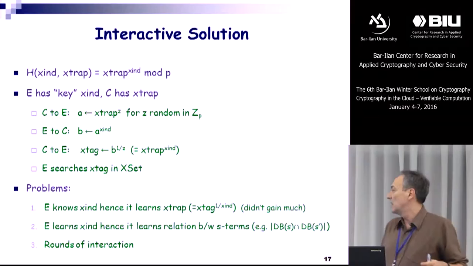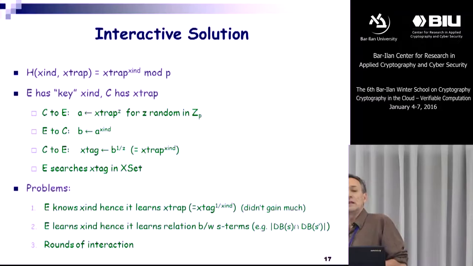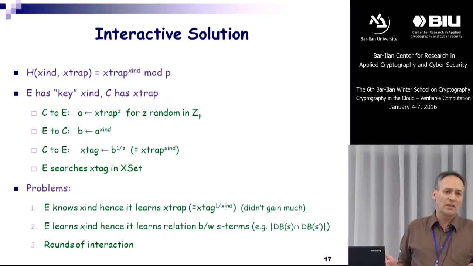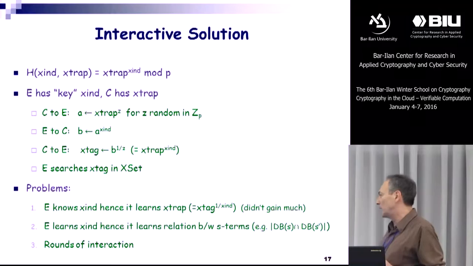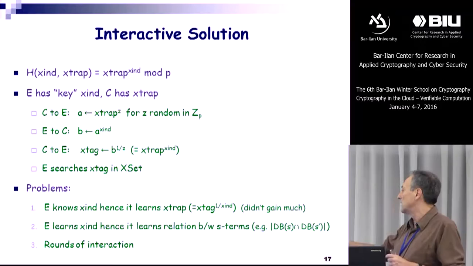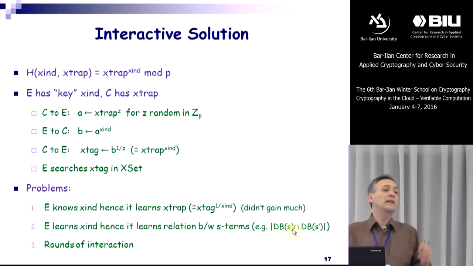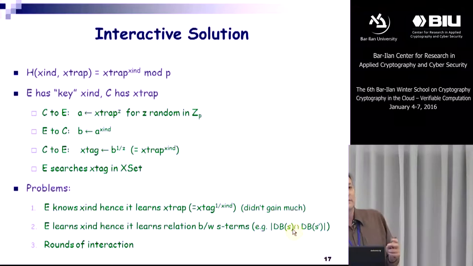Unfortunately, this thing has many problems. First of all, since the server knows xind, the fact that it learned xtrap to the xind means that it knows xtrap. So basically, we did nothing useful. We were trying to hide xtrap, and we didn't do that. So that's one big problem. The server still learns xind, so it can do all these intersections between the search terms of different queries. And we also added rounds of interaction. So this solution gave us very little, except that it gave us the idea for the next step.